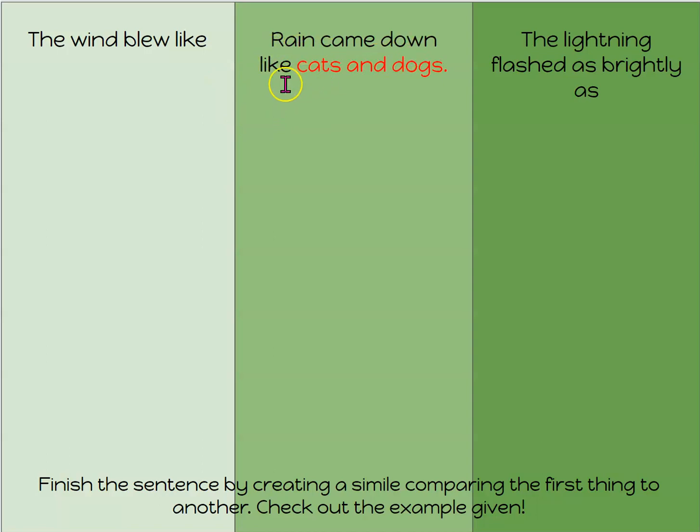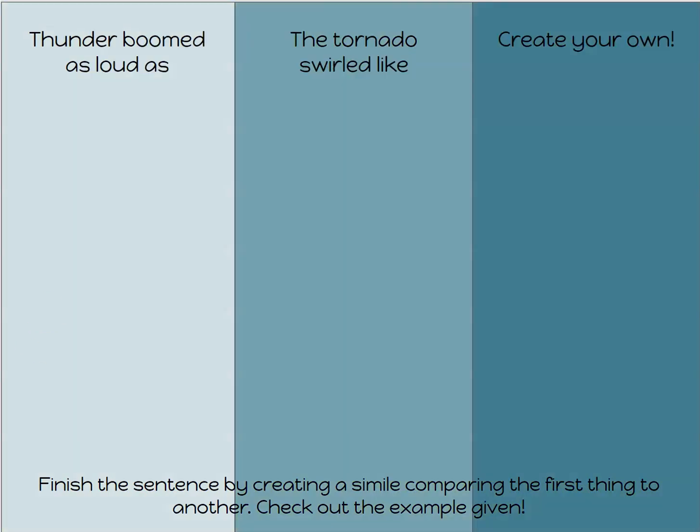Rain came down like, and I filled it in like cats and dogs. Okay, I'm comparing it to how hard it was raining. And the last one says the lightning flashed as brightly as, and you can fill in and compare it to something else. So you have 3 similes on this slide. On slide 7, you'll do the same thing. You'll have thunder boomed as loud as, and then you'll finish that simile. The tornado swirled like, and then you get to create your own. I want your simile that you create to have something to do with Night of the Twisters.